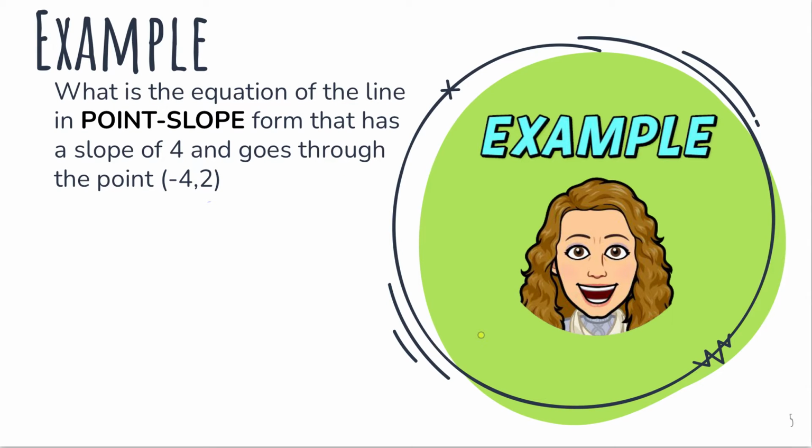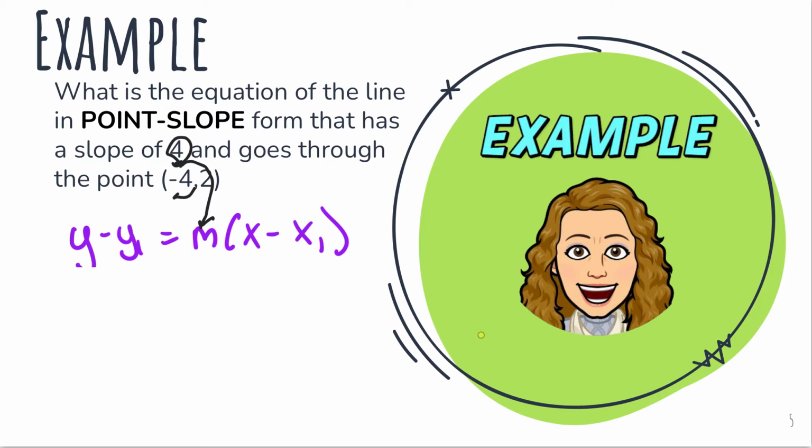So you try this. What is the equation of the line in point-slope form that has a slope of 4 and goes through the point negative 4, 2? So the point-slope form of the equation is y minus y1 equals m times quantity of x minus x1. If you remember the slope of 4, we'll put that in there. This is your x-coordinate point, put it in here, and your y-coordinate point, you put it in here.